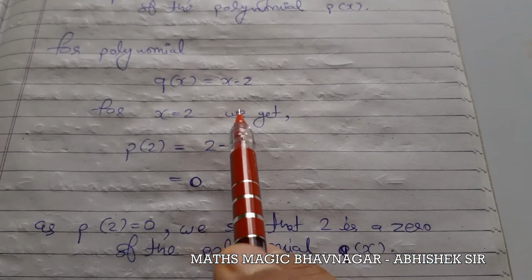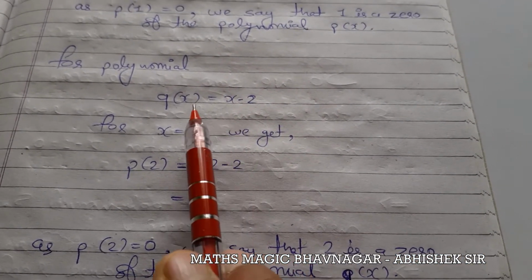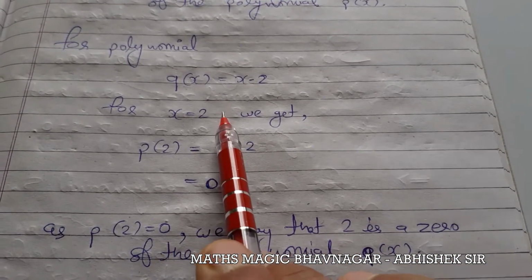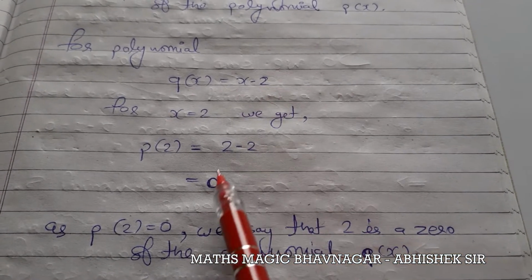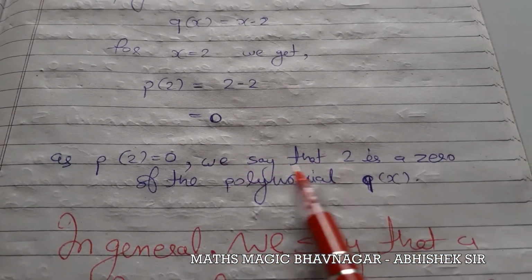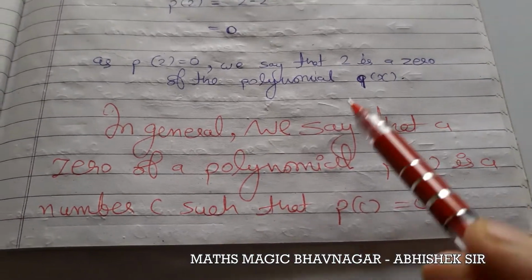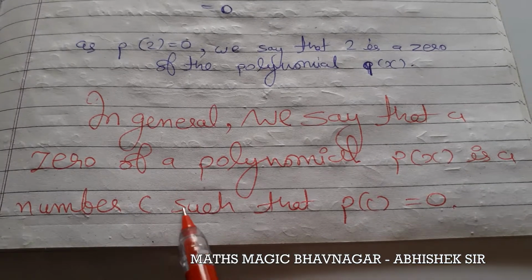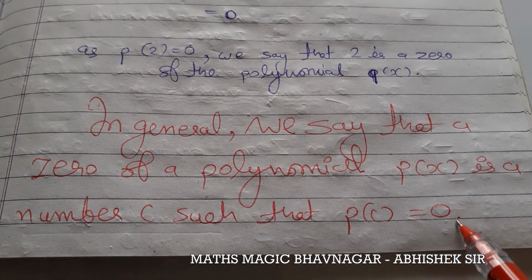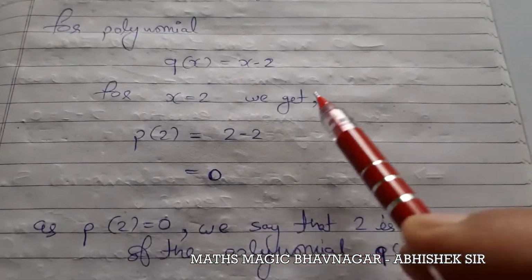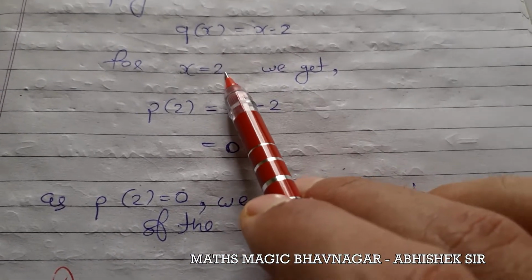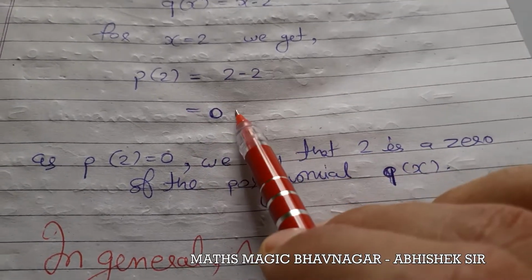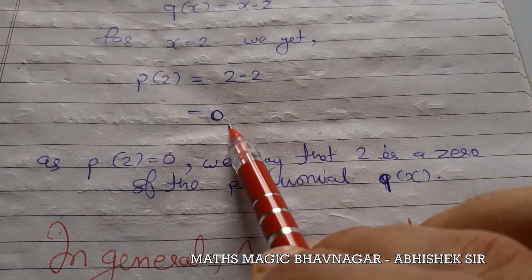Similarly, another polynomial is given to us, that is Q of x is equal to x minus 2. For x is equal to 2, if we put x is equal to 2, then what will be the answer? 2 minus 2 is 0. So we can say that 2 is a 0 of the polynomial Q of x. In general, we can say that a 0 of a polynomial P of x is a number c such that P of c is equal to 0. Or in simple words, if instead of variable x we put 2, then we are getting 0 as the answer. So we can say that P of 2 is equal to 0.